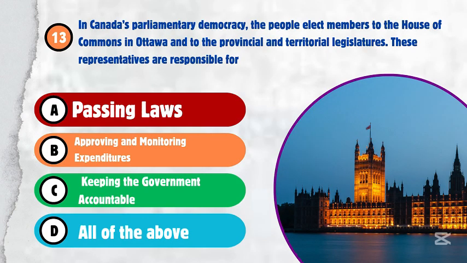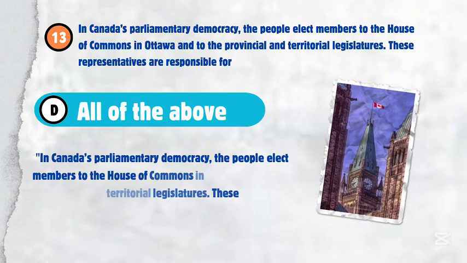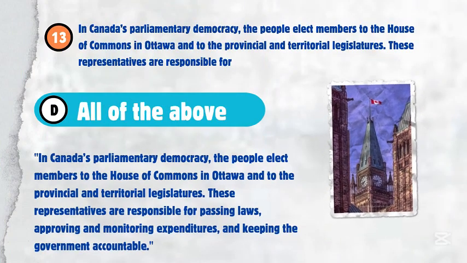13. In Canada's parliamentary democracy, the people elect members to the House of Commons in Ottawa and to the provincial and territorial legislatures. These representatives are responsible for: A. Passing laws. B. Approving and monitoring expenditures. C. Keeping the government accountable. D. All of the above. Answer: D. All of the above.